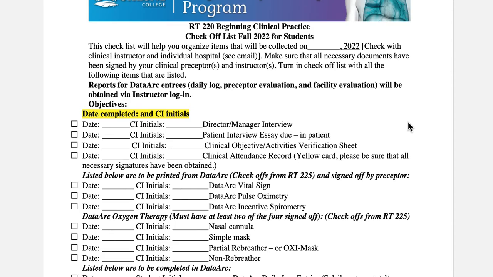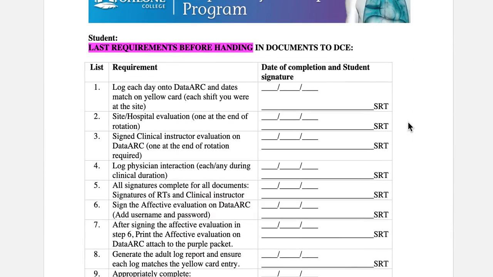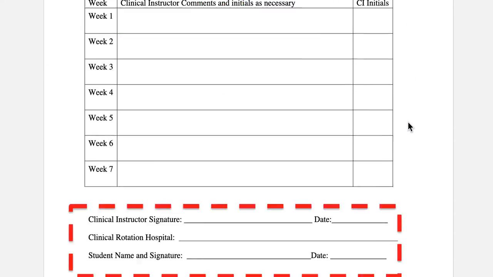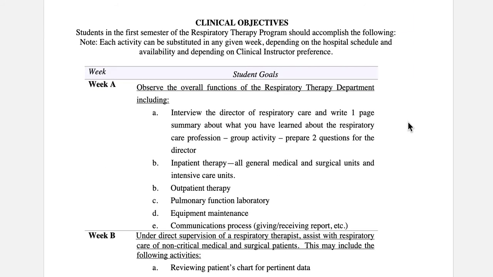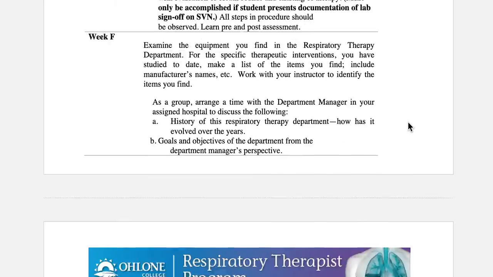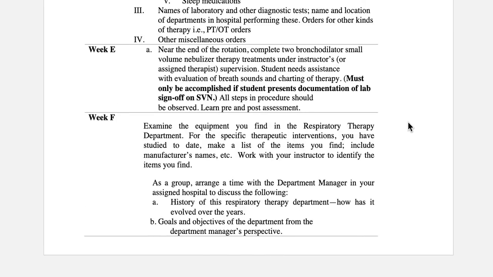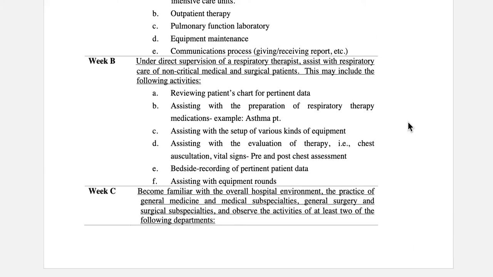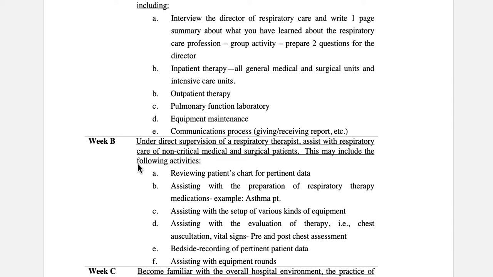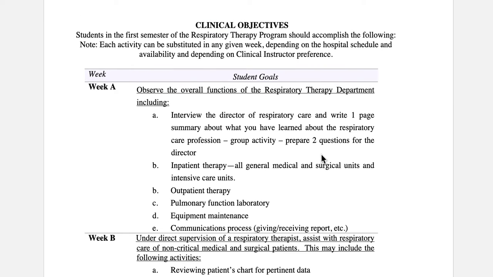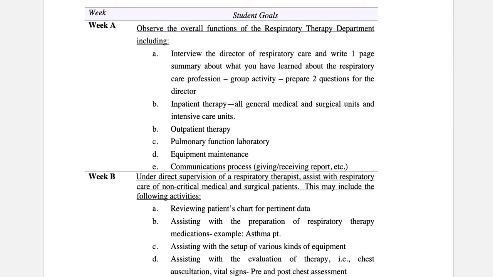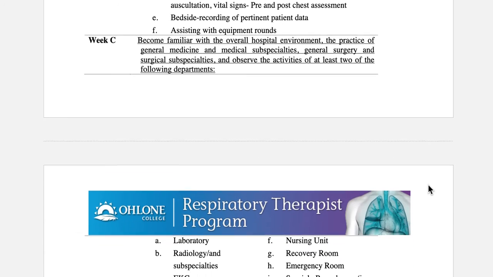In this packet, I will scroll down and show you a couple of things so you understand the setup. If you start reading on page 5, weeks A, B, C, there are 7 weeks. Some students might start on a day where they're going over charts, which is week B, going over patient charts, or doing a nebulizer treatment. On another week, they can go interview the director. These weeks are not in order and they're very much interchangeable.